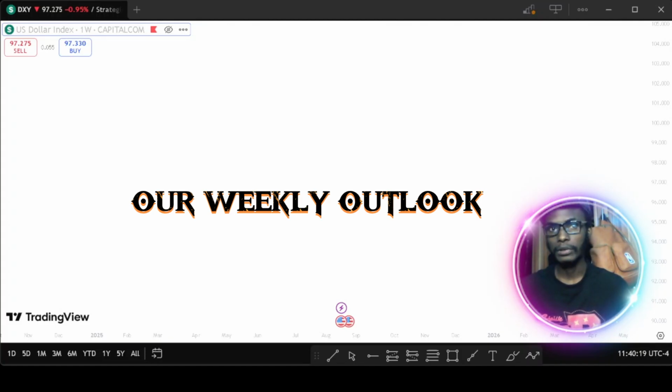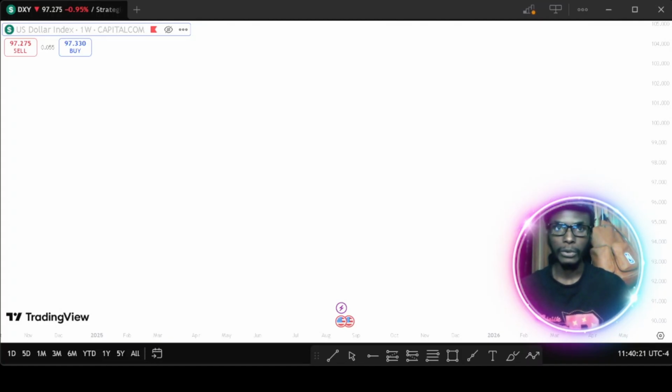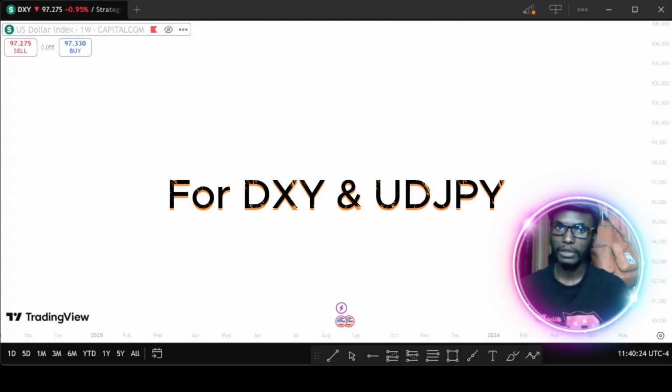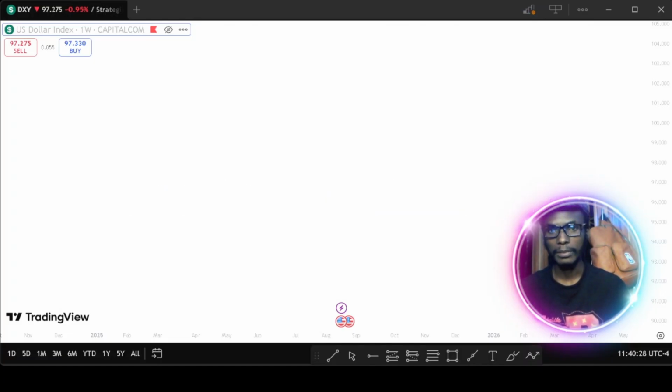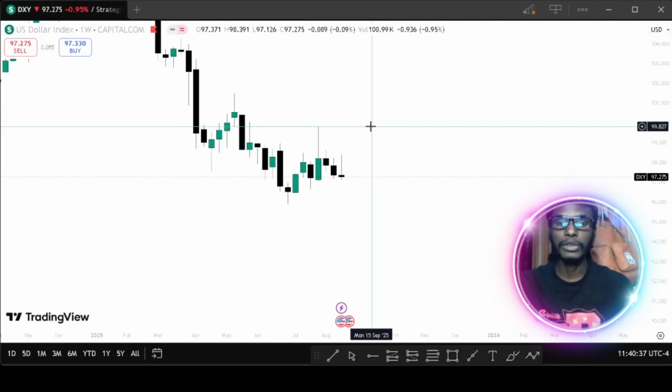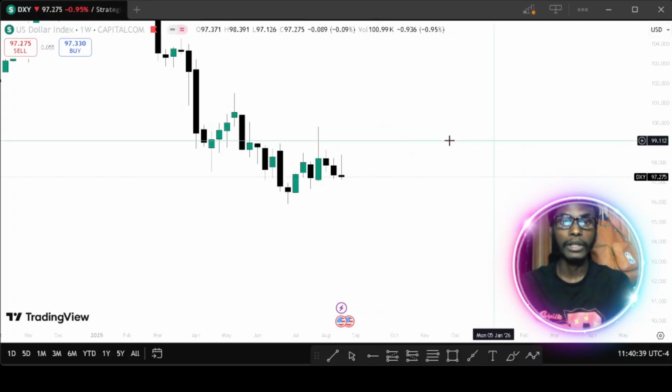So I'll be stepping on with our weekly outlook. We'll first of all start with DXY, which is the dollar index. Then we'll move to USDJPY. So currently I'm on the weekly time frame and you can see the chart clear.